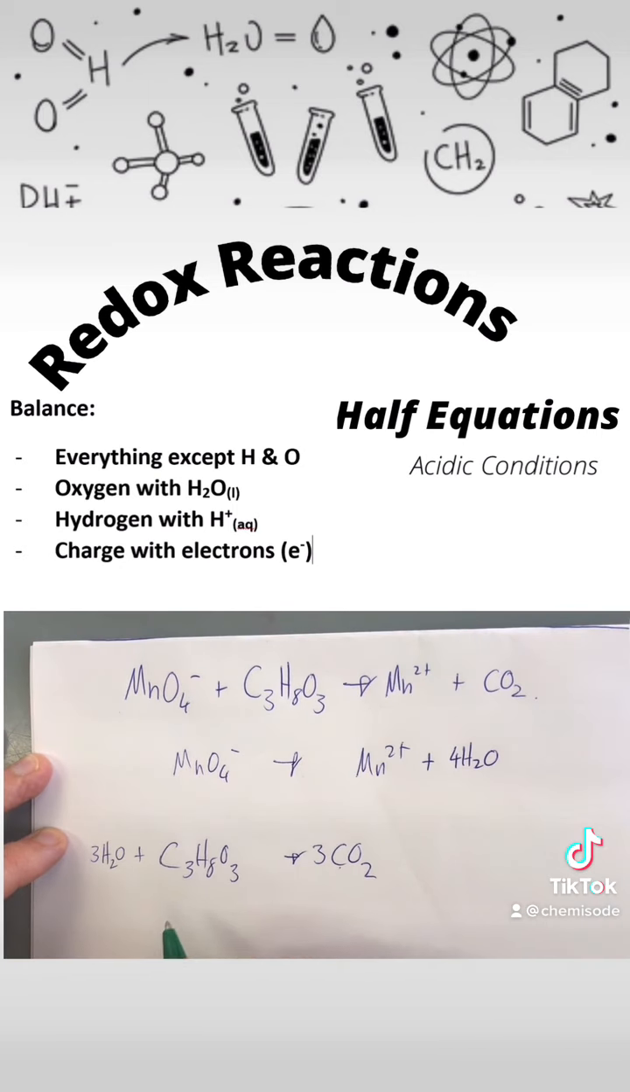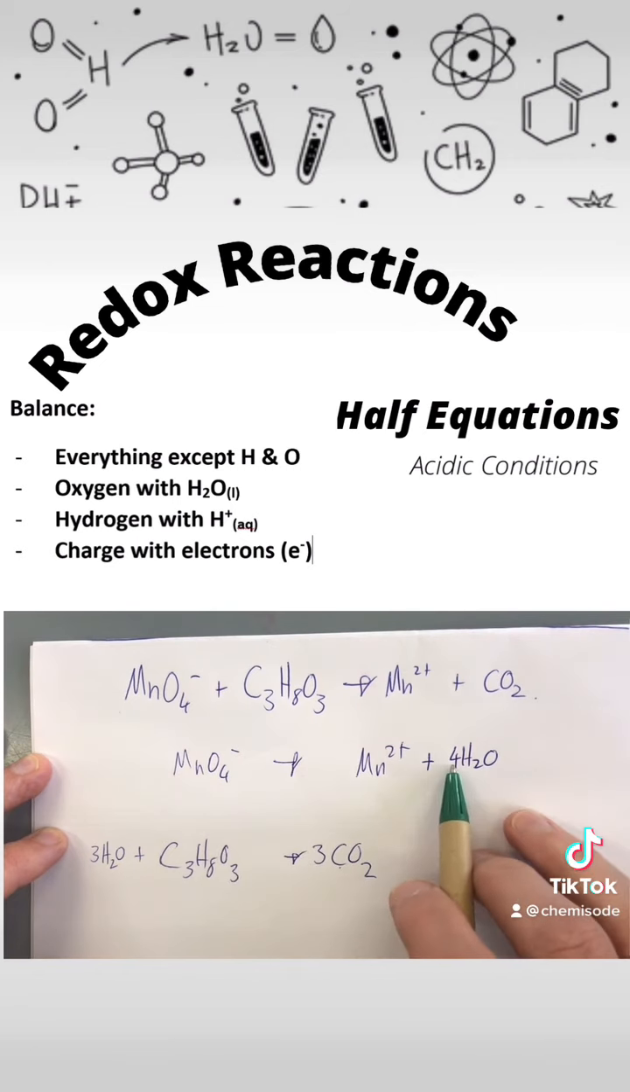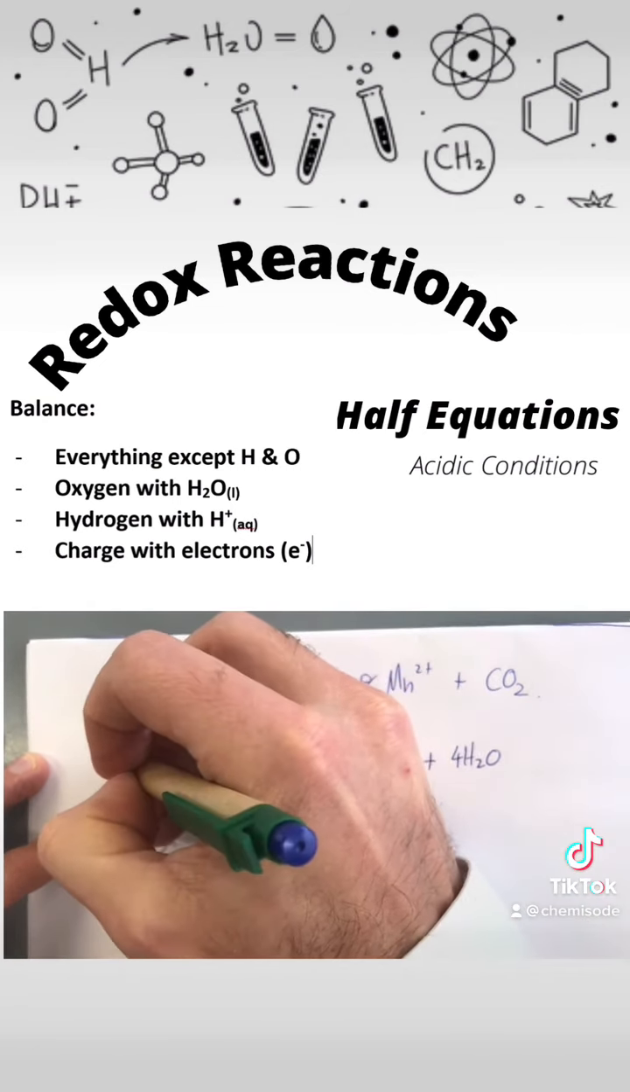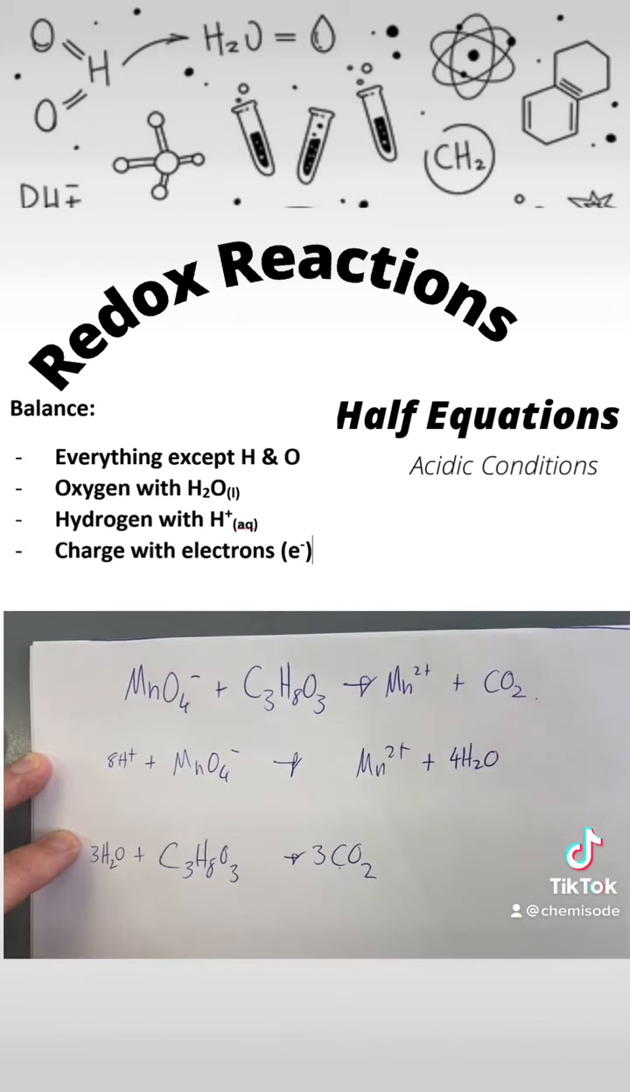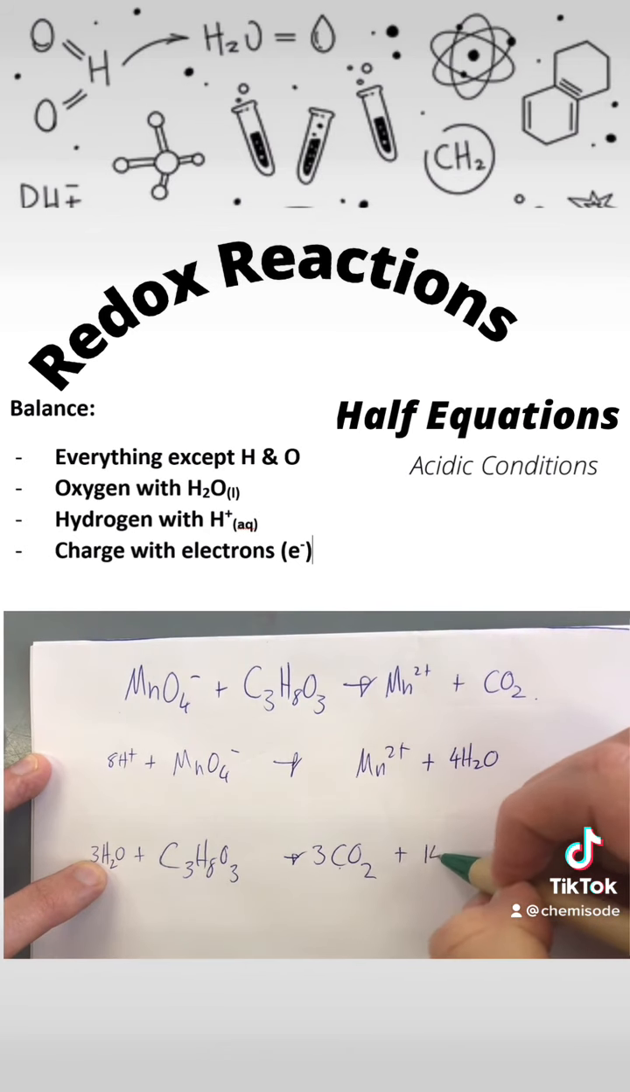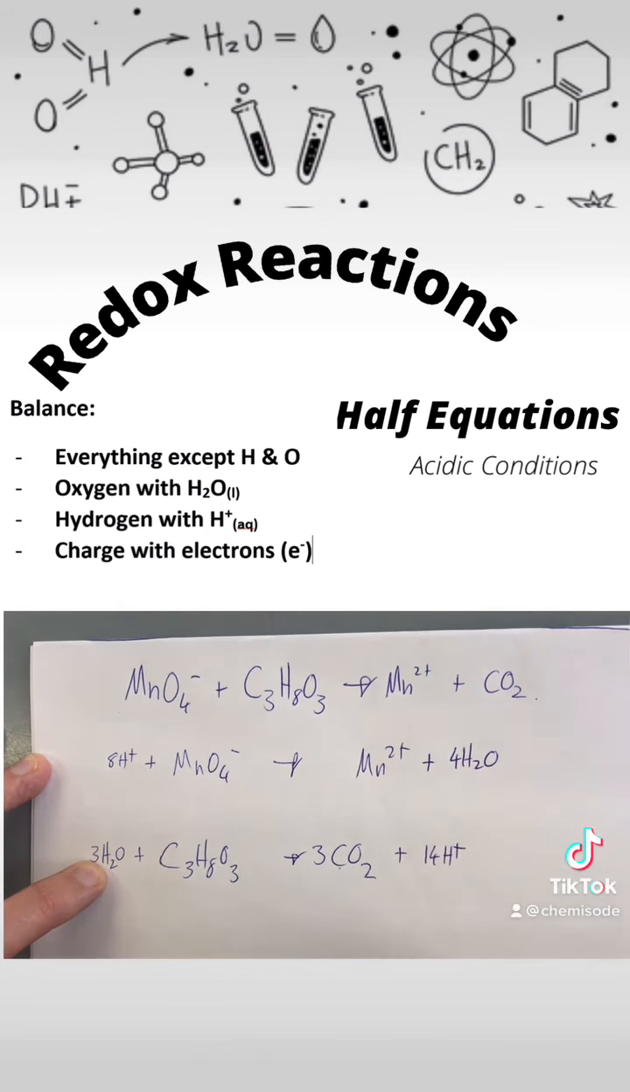The next one is to balance hydrogen with hydrogen ions. In here, I've got 8 hydrogens on this side, but no hydrogen on that side. So I need to add in 8 hydrogen ions. In this section here, on this half equation, I've got 6 hydrogens and 8, which makes 14 hydrogens. So I need to add in 14 hydrogen ions on this side.